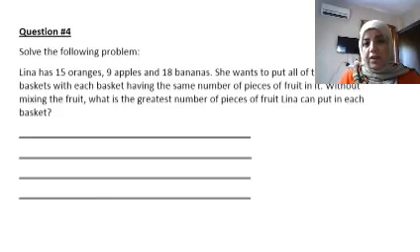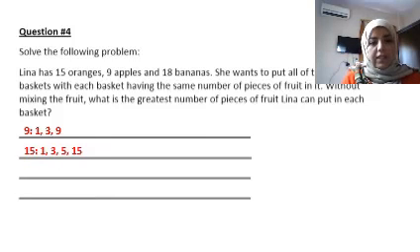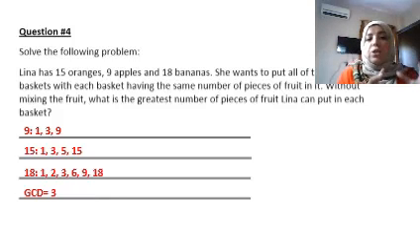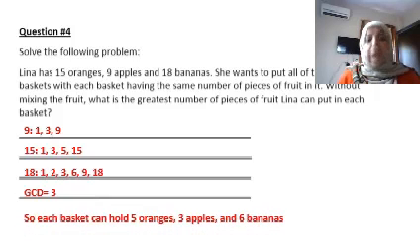So the first thing we need to find is how many baskets there are. In order to find this, we need to find the greatest common divisor. So let us first list the divisors of 9: 1, 3, 9. The divisors of 15 are 1, 3, 5, and 15. And the divisors of 18 are 1, 2, 3, 6, 9, and 18. So the greatest common divisor is 3. So now I know that we have 3 baskets. So if we have 3 baskets and 15 oranges, how many oranges are there in each basket? There are 5 oranges, 3 apples, and 6 bananas in each basket.